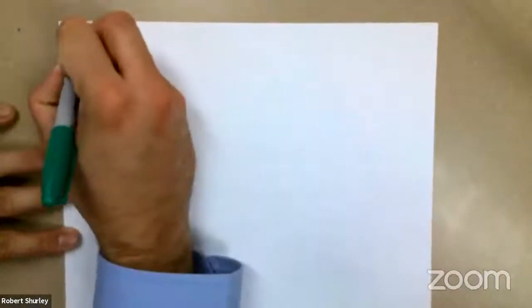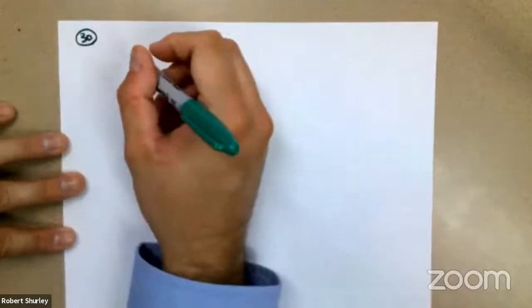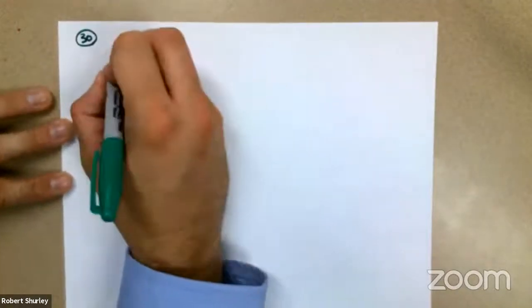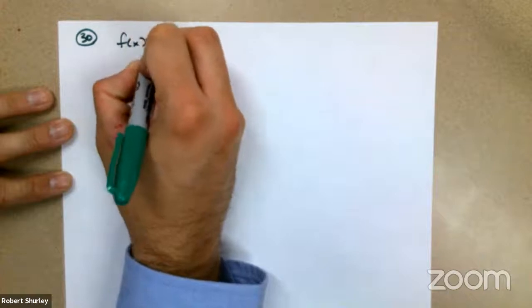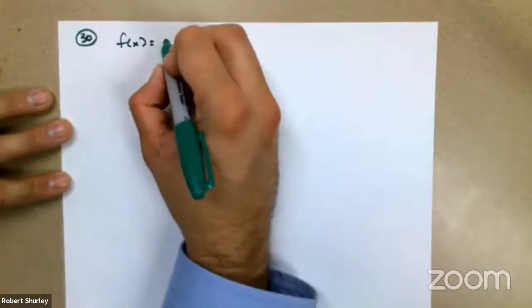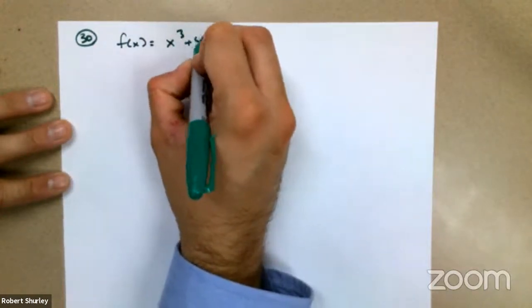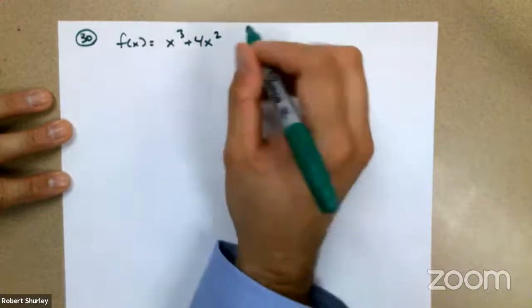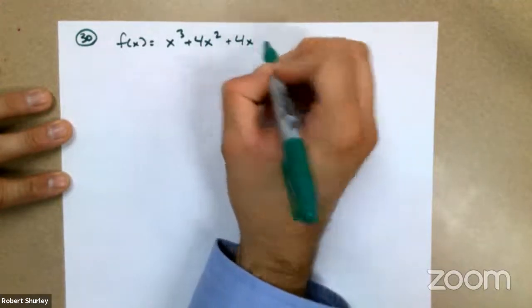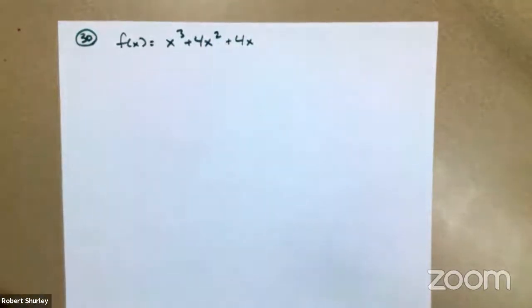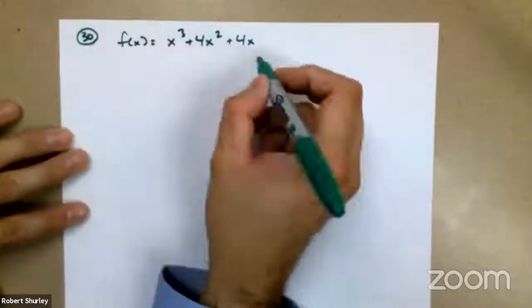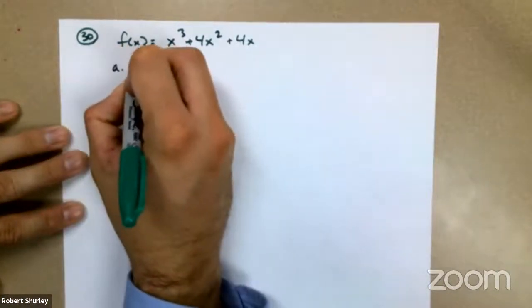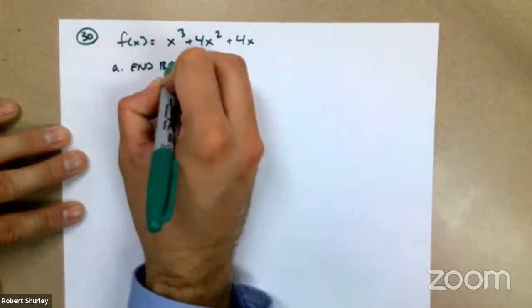So this is number 30. I want you to try this one. Number 30, it's on page 361. It says f of x equals x cubed plus 4x squared plus 4x. And the question says, find the zeros for each polynomial function and give the multiplicity for each zero. State whether the graph crosses the x-axis or touches. So I'm going to do this a little differently. First, let's do end behavior. Make sure we've got that down.